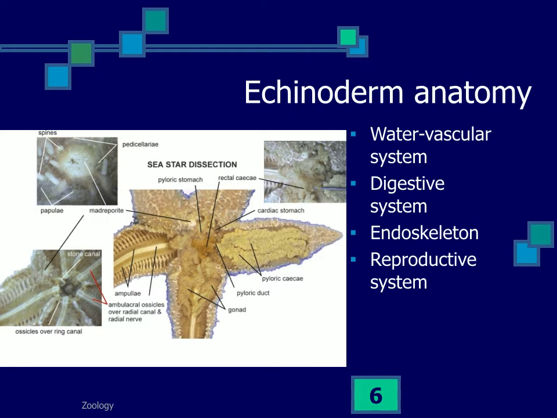And so this is a system where water moves in a canal, and that water can be used to move, kind of hydraulically move, these tube feet. There's also muscles involved. Because they're using this hydraulic system, it makes them very powerful. Slow moving, but quite powerful. They also have an internal skeleton and very good reproductive organs and digestive organs.